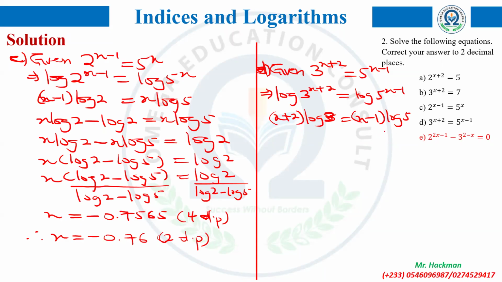So now this is what we have. And we have agreed anytime we encounter such a situation, whether the side is a constant or not, we will expand. So we are going to expand. So x log 3 plus 2 log 3 will be equal to x log 5, then minus log 5. Am I right?